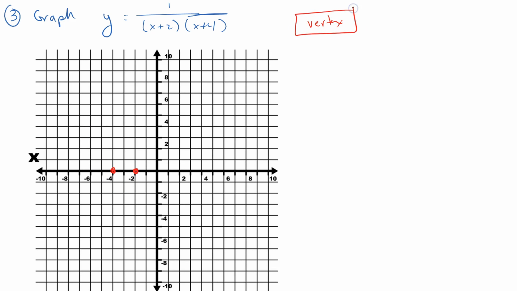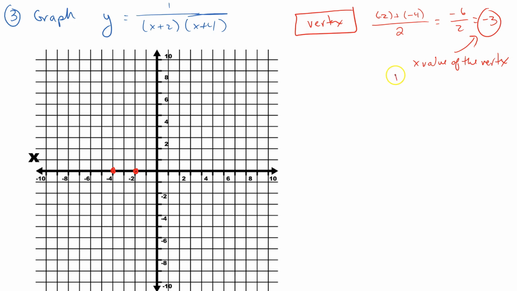So, shake off the dust of a few units ago. To find the vertex when you're given the factored form, you would say negative 2 plus negative 4 over 2. Negative 2 is one of our x-intercepts, negative 4 is the other one. So we're going to find the x value of the vertex. So we get negative 6 over 2, which is negative 3. So this right here is our x value of the vertex.